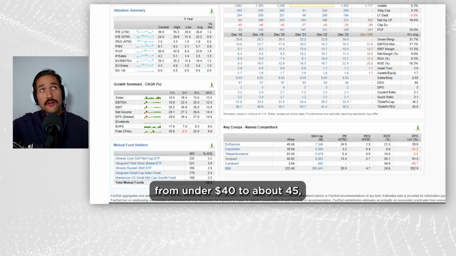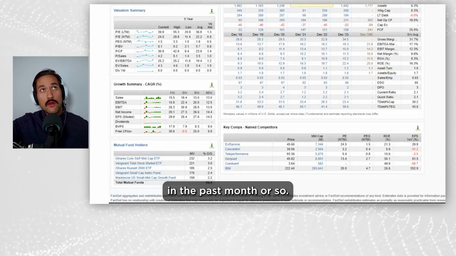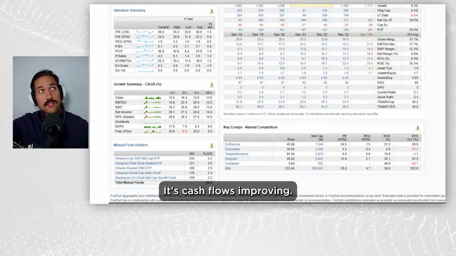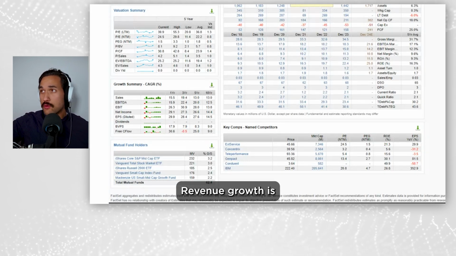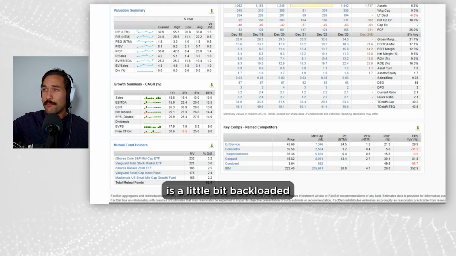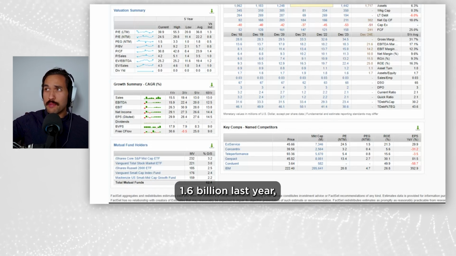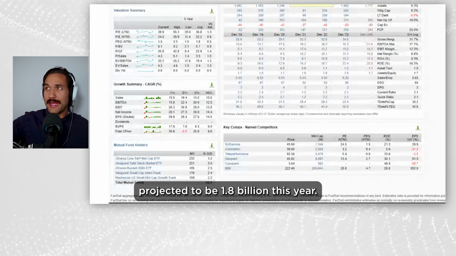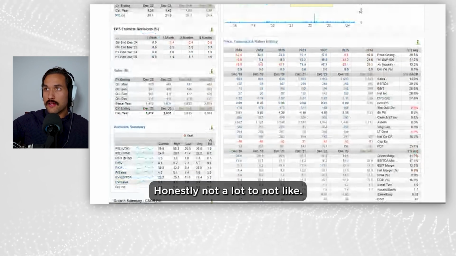It's risen from under $40 to about $45 in the past month or so. Its relative strength looks solid. Its cash flow is improving. They're buying back shares. Profitability is expanding. Revenue growth is a little bit backloaded, but still looks pretty solid, right? They're growing from $1.6 billion last year, projected to be $1.8 billion this year. Honestly, not a lot to not like.